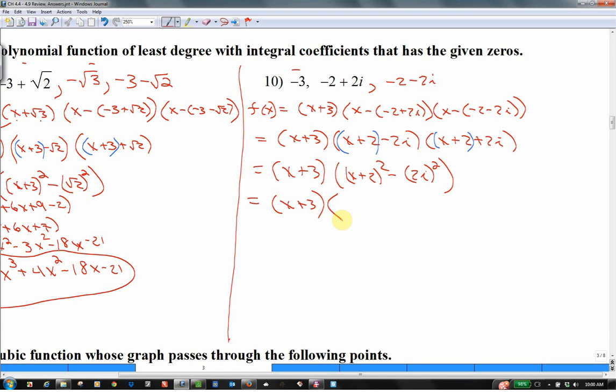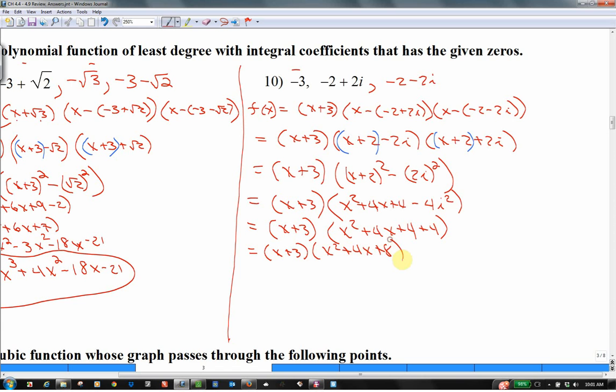x plus 2 squared, that's x squared plus 4x plus 4. Now, negative 2i squared, that would be 2 squared, that would be 4. i squared is, well, let me go ahead and do one more step so we can see that. 4i squared. And i squared is negative 1, so this will be plus 4. So now I have x plus 3 times x squared plus 4x plus 8, and I multiply those together.